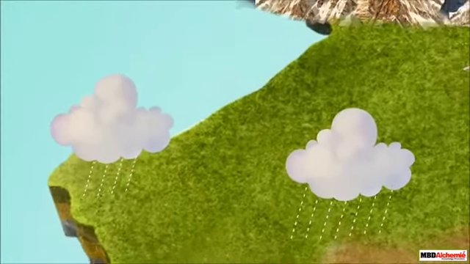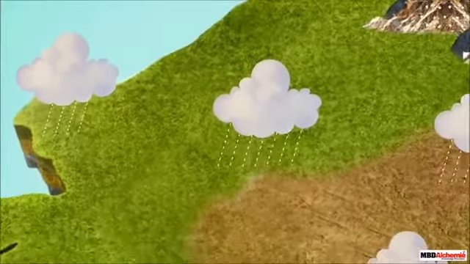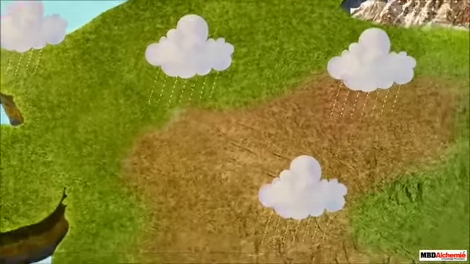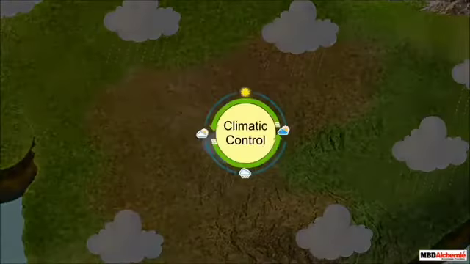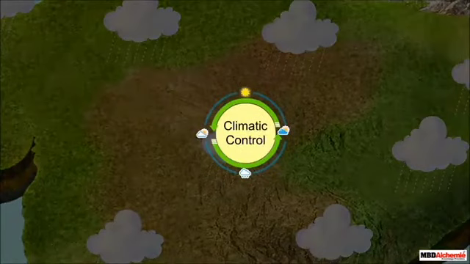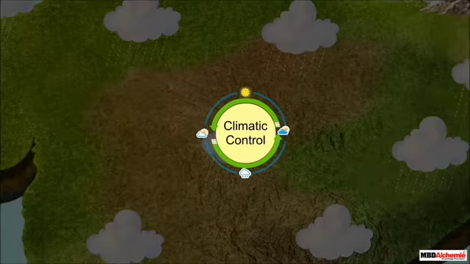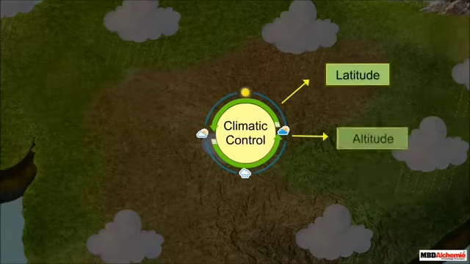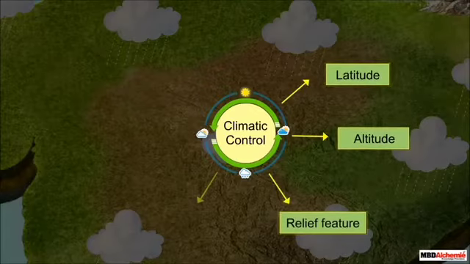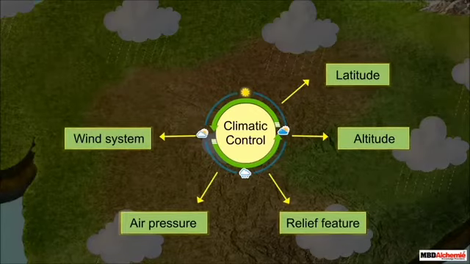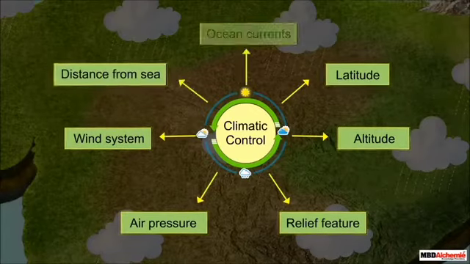It is interesting to know the factors that control the variation of temperature and precipitation of any place. These factors are called climatic controls. There are 6 main climatic controls that affect the climate of a place. These are latitude, altitude, relief feature, air pressure and wind system, distance from the sea, and ocean currents.